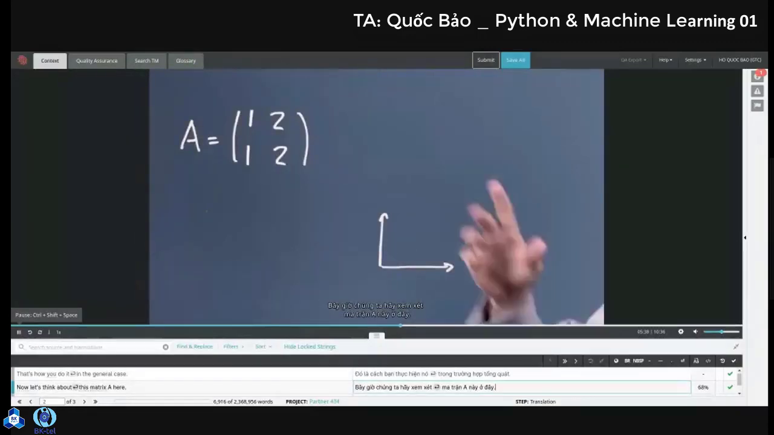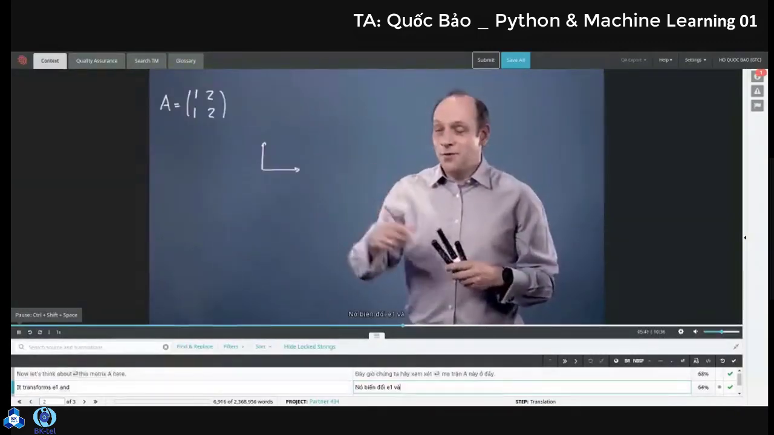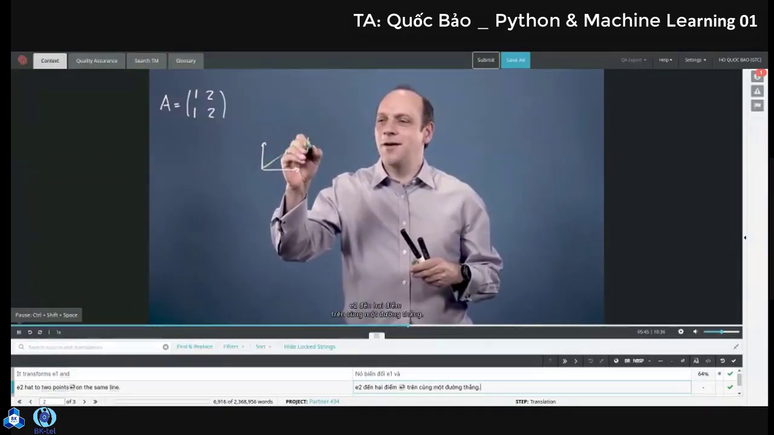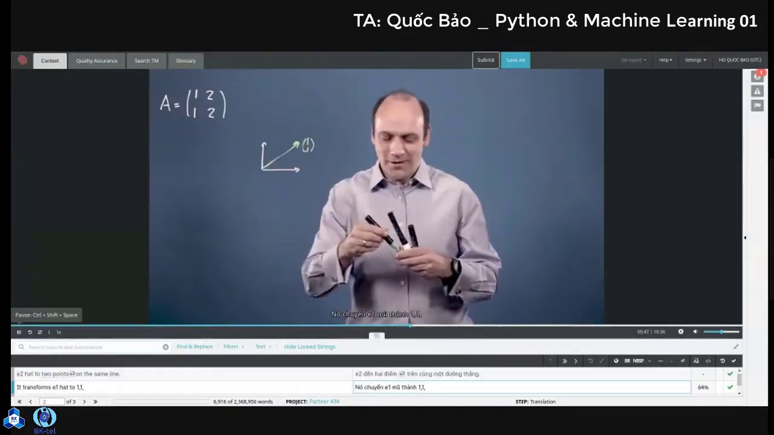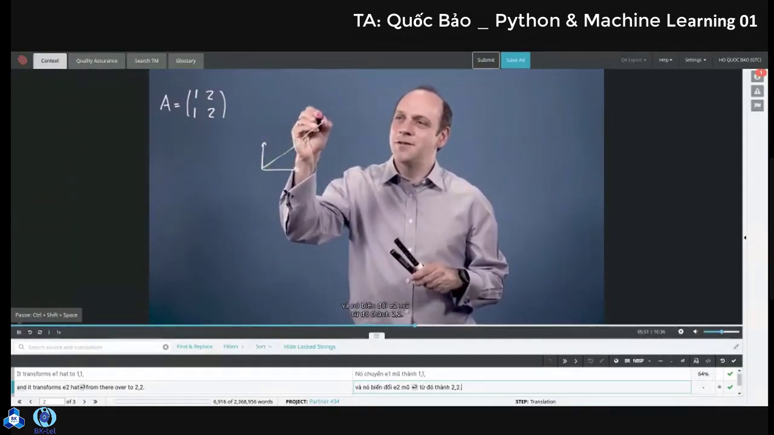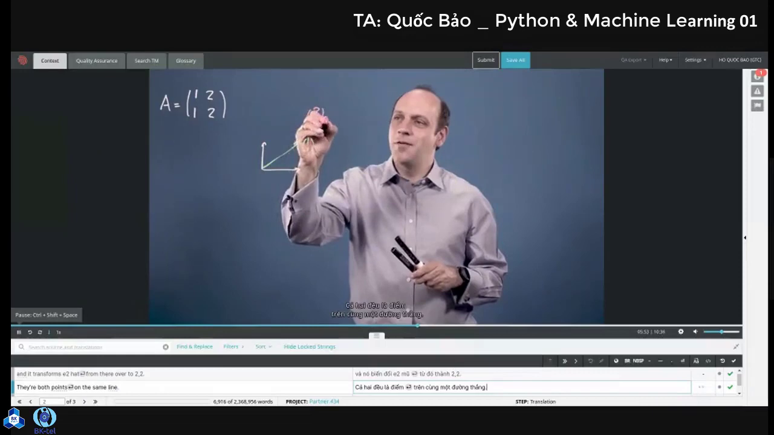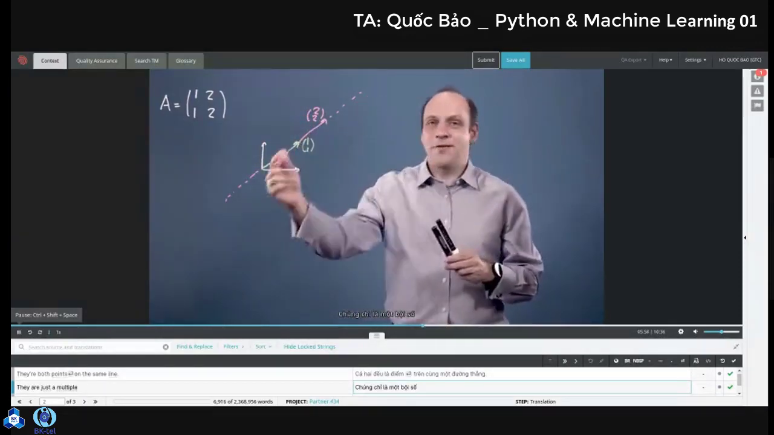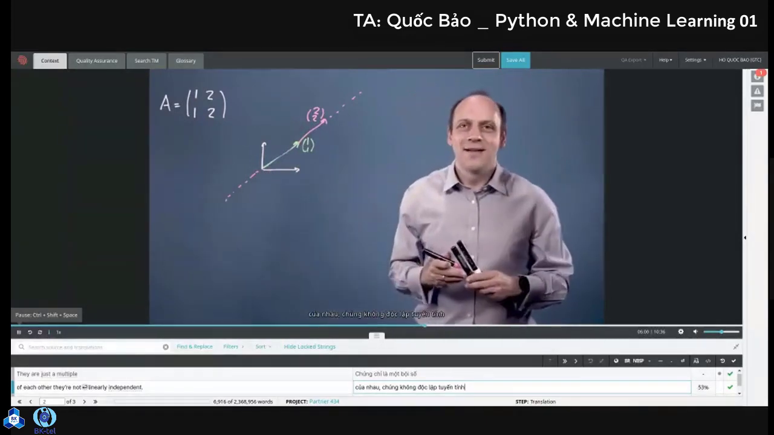Now, let's think about this matrix A here. It transforms e1 hat and e2 hat to two points on the same line. It transforms e1 hat to 1, 1, and it transforms e2 hat from there over to 2, 2. And they're both points on the same line. They're just a multiple of each other. They're not linearly independent.